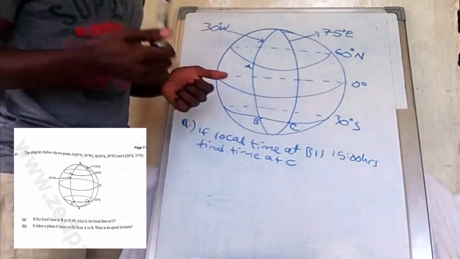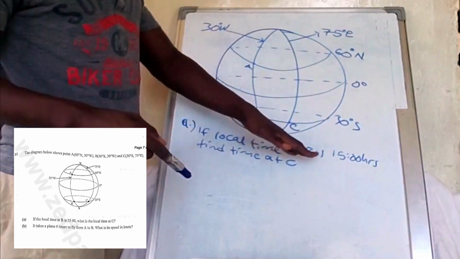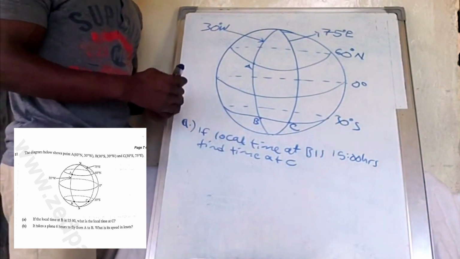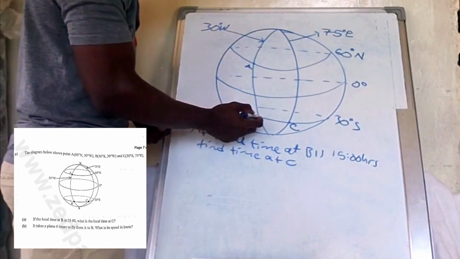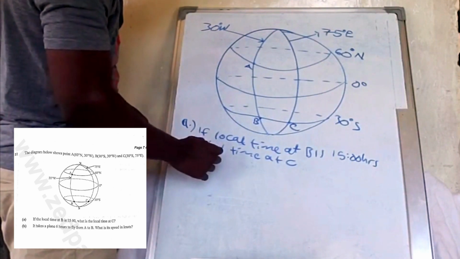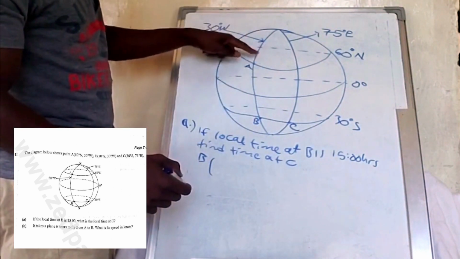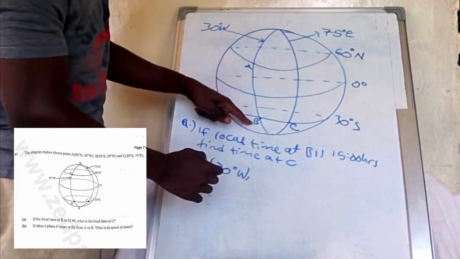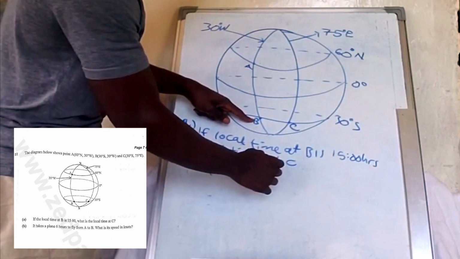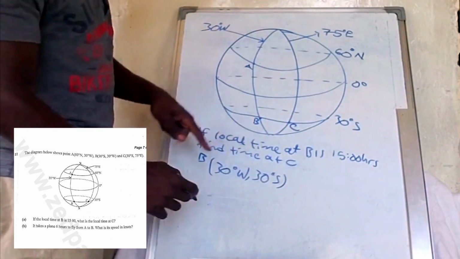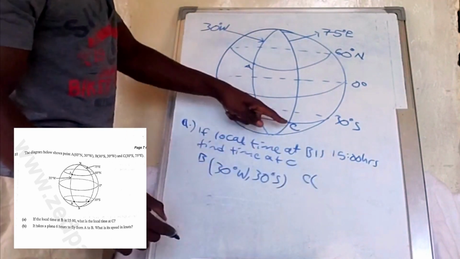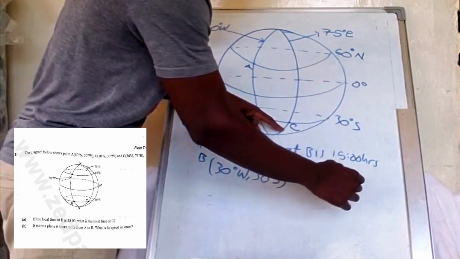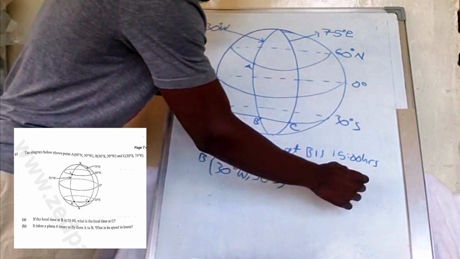So the first question is asking us to say, if the local time at point B is 15 hours, find the time at C. So we need to identify where our B is. So point B is here, lying on longitude 30 degrees west, and this is 30 degrees south. And point C is lying at 75 degrees east. And what else are we given? This is also 30 degrees south.